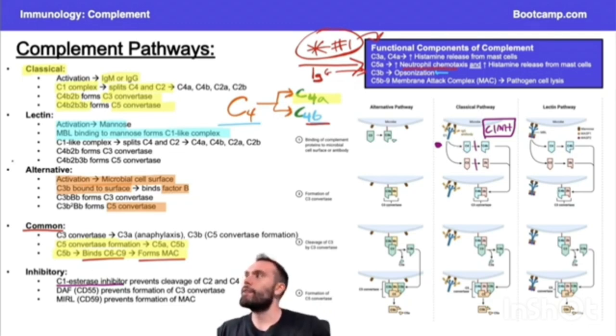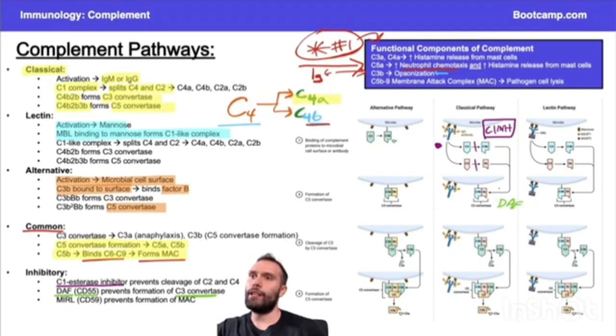Not regulated. All right, the next inhibitor is going to be decay accelerating factor, also known as CD55. We see a deficiency of this with PNH, paroxysmal nocturnal hemoglobinuria, which we'll talk about in a minute. This essentially prevents the formation of the C3 convertase. So you can see, where's my C3 convertase? I have them here, right? Decay accelerating factor is going to inhibit this step. It's going to inhibit these two structures coming together to form the C3 convertase.